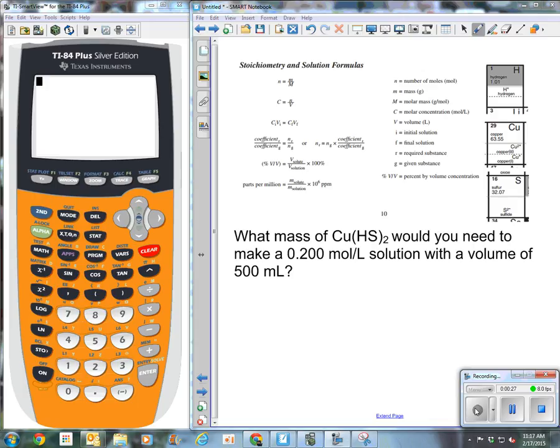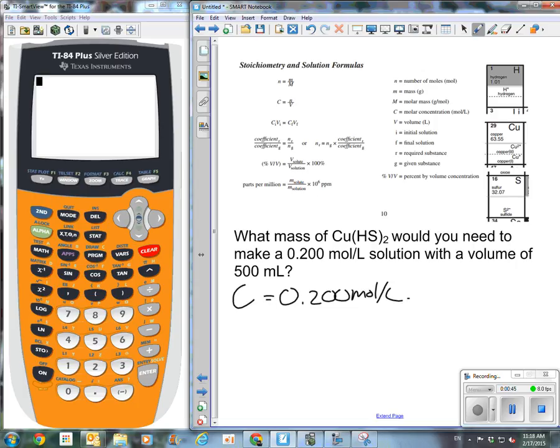Well, is this even a dilution question? I need to be asking myself. Let's see. What do I have? I have 0.200 moles per liter. That is a concentration. I have a volume of 500 milliliters. Again, that's a volume. And the question is asking me for a mass.